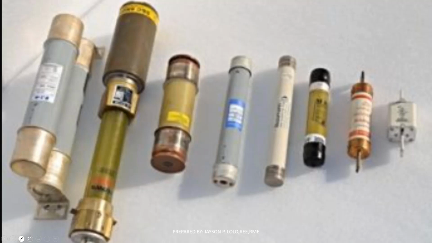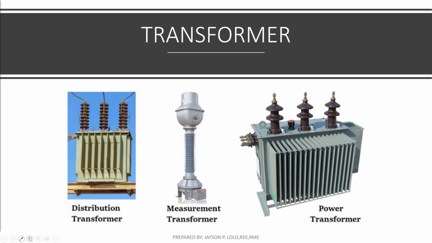Now let's go to the utilization of equipment, or the power equipment, and this is transformers. You can see it alongside the road on the power pole. We have the distribution transformer under the Meralco line. The measurement transformer you can see in the substation. The power transformer you can see in some hospitals and large commercial buildings or institutions.